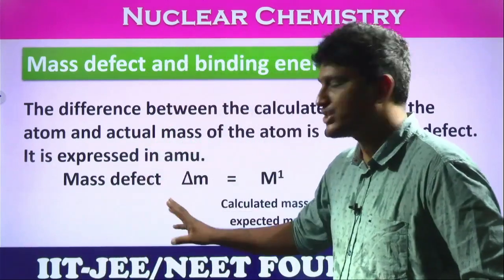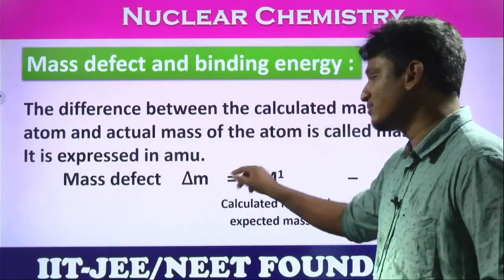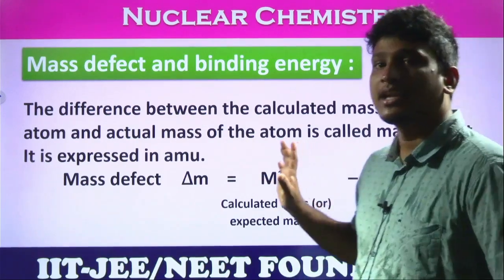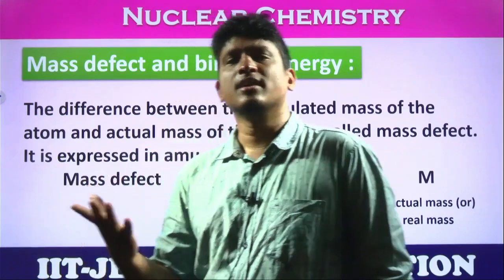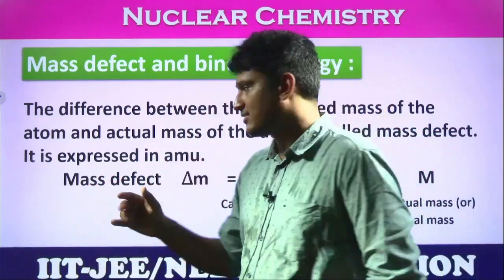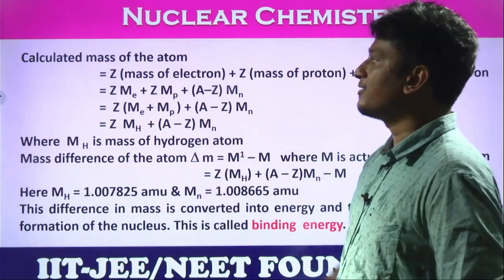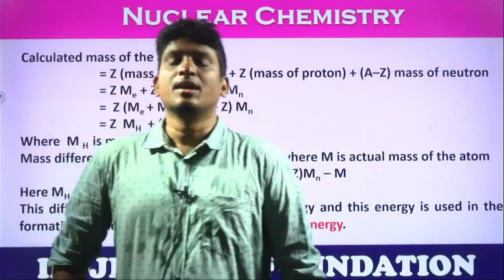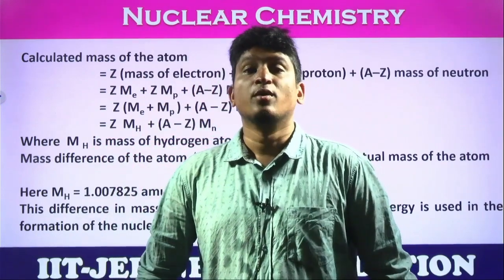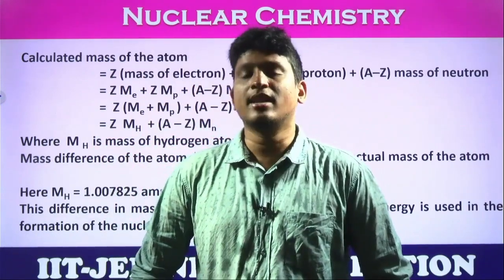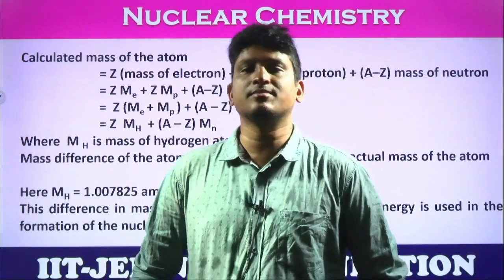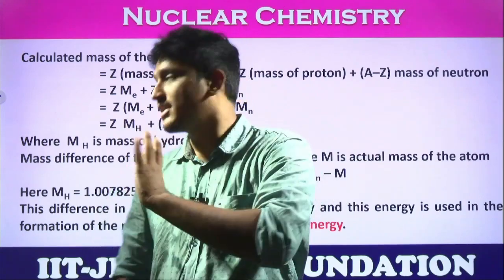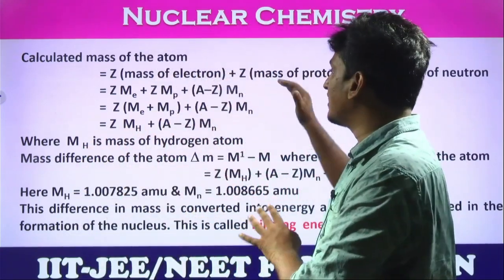Listen, first look at the relation. Mass defect, delta m, equals calculated mass minus the real mass. Sir, what is the calculated mass and what is the real mass? Let's see that discussion. So, calculated mass. Students, the mass of an atom is based on the mass of its subatomic particles, mainly protons and neutrons. The electron's mass is very small, almost negligible. Understood? But here, for calculation, we are considering the mass of electrons.